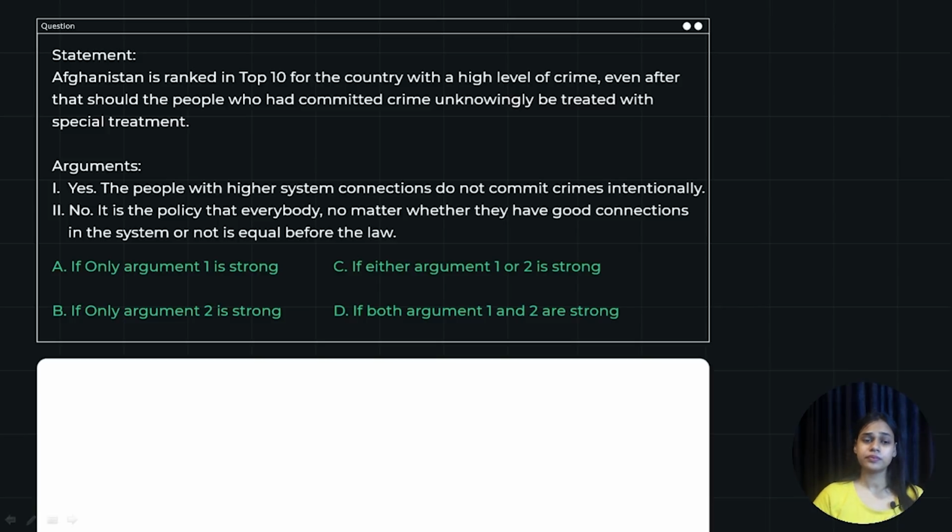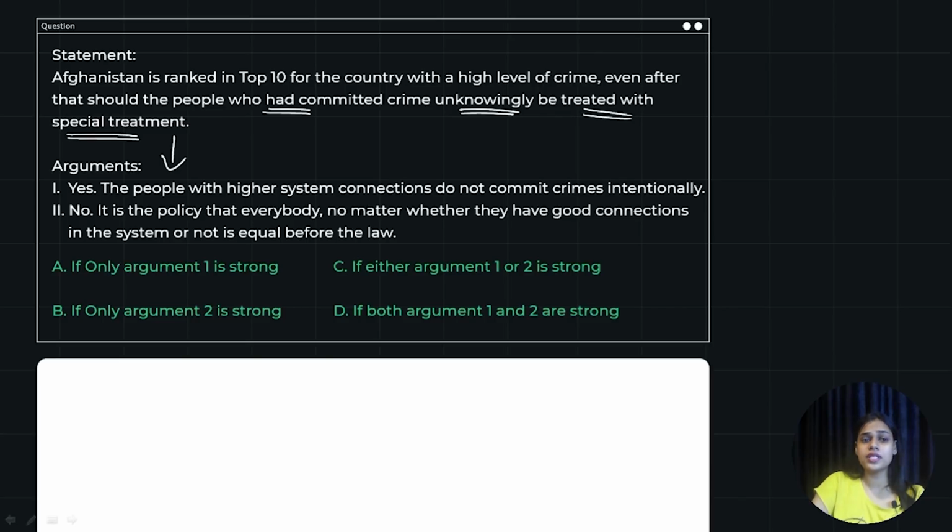Okay, let's move ahead now. So let's see the arguments first. Argument 1: yes, the people with higher system connections do not commit crimes intentionally. And statement 2: no, it is the policy that everybody, no matter whether they have good connections in the system or not, is equal before the law. So we have two arguments. What does the statement say? That people who had committed crime unknowingly be treated with special treatment.